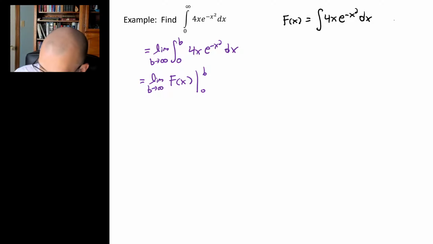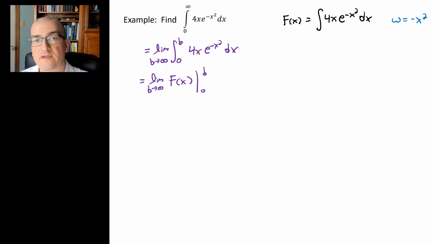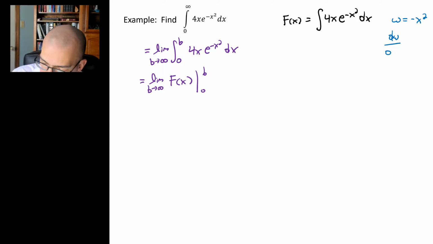Substitution: w is equal to negative x squared. I use that because that's the part that's being plugged into a component of the expression. So when we take the derivative, dw by dx, we'll get negative 2x. And then cross multiply and cross divide, we get dx is equal to negative dw over 2x. I'll plug that in for the dx there.